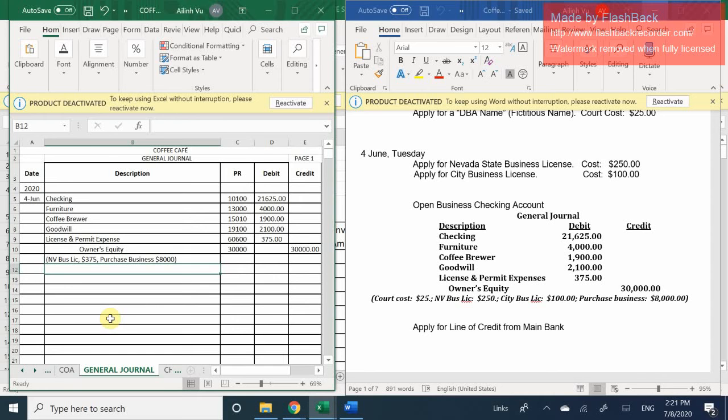Okay. Are we supposed to be doing this on our sheet? Yes. Loaded ledger, general journal. General journal. Okay.